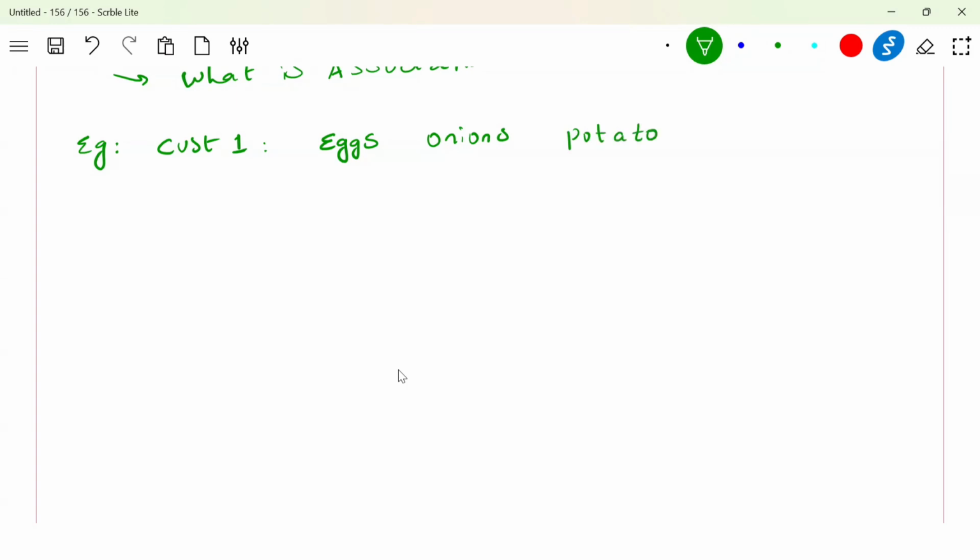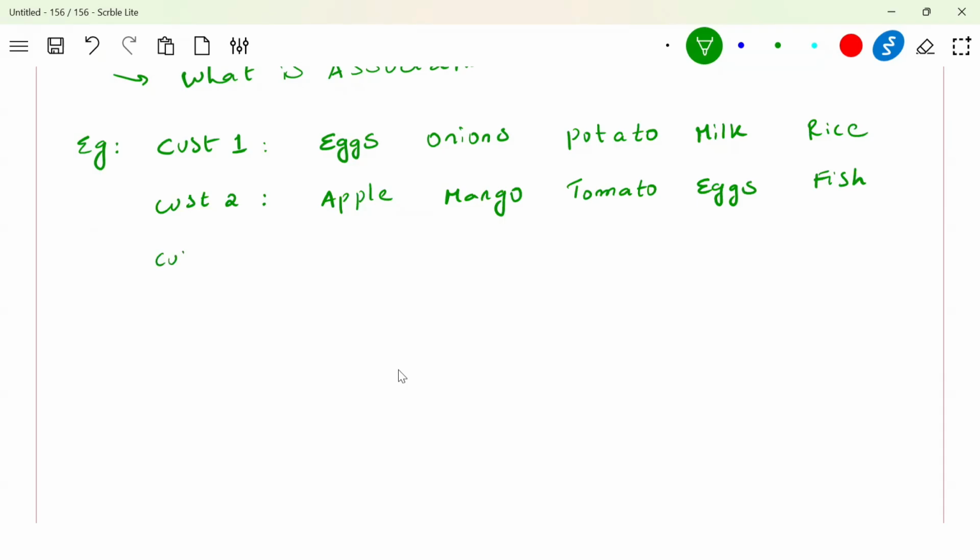Okay. He has purchased milk. Fine. He has purchased rice. I have another customer, customer two. So customer two has purchased apple. He has purchased mango. He has purchased tomato. He has purchased eggs. Okay. And then he has purchased fish.